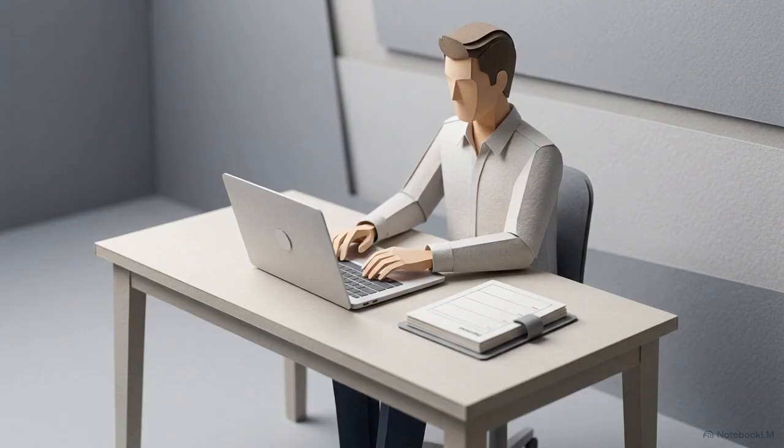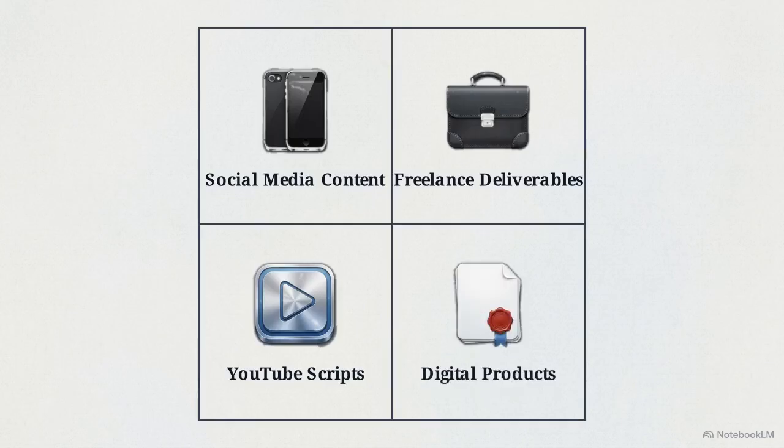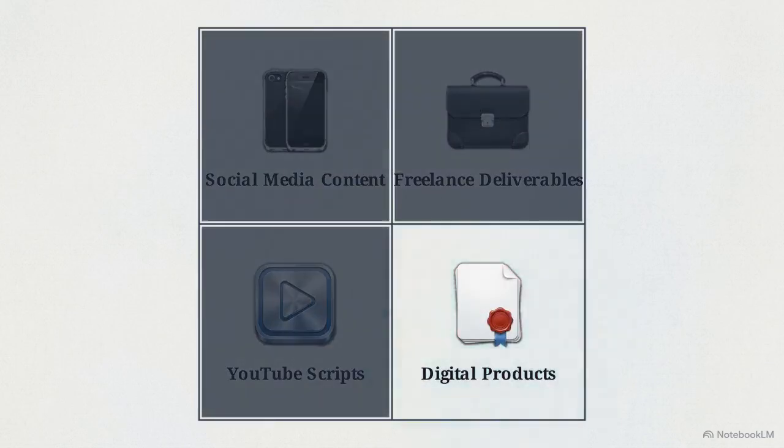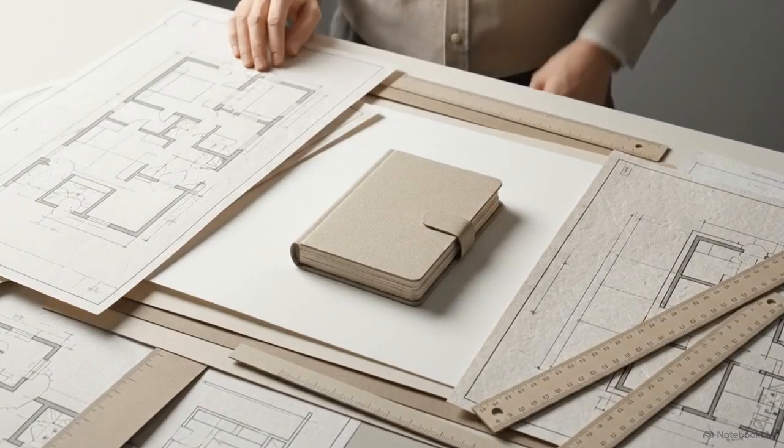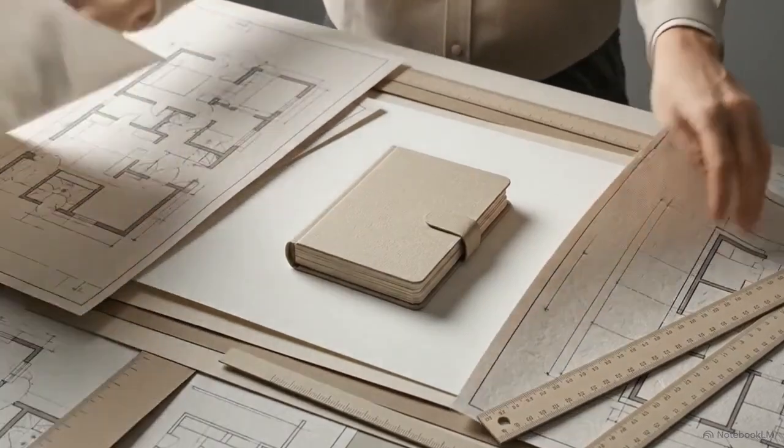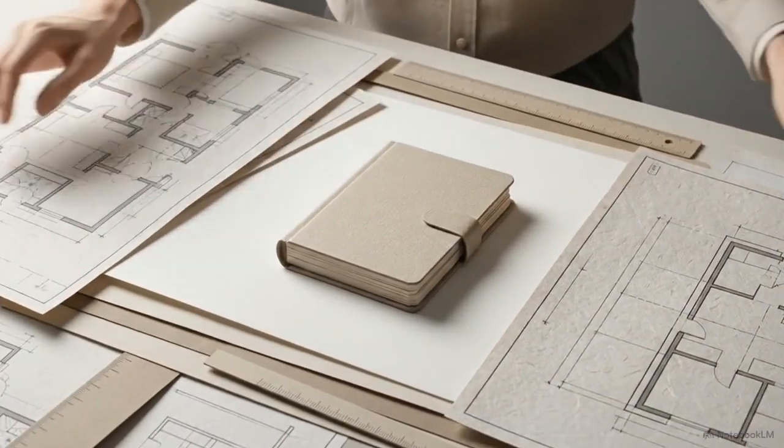Possessing a finished, deployable asset is the first step toward generating revenue. Success begins by narrowing your focus. Attempting to build multiple income streams simultaneously often leads to 0 finished projects. There are 4 primary lanes for AI income: social media content, freelance deliverables, YouTube scripts, and digital products. For this session, we are selecting the digital product template as our working example. Picking one specific lane prevents tool overwhelm and ensures you have a completed product by the end of this tutorial.